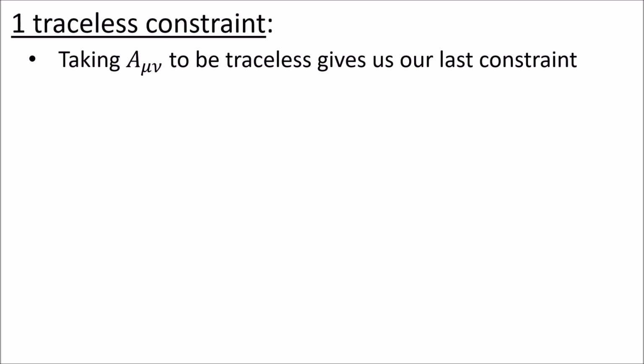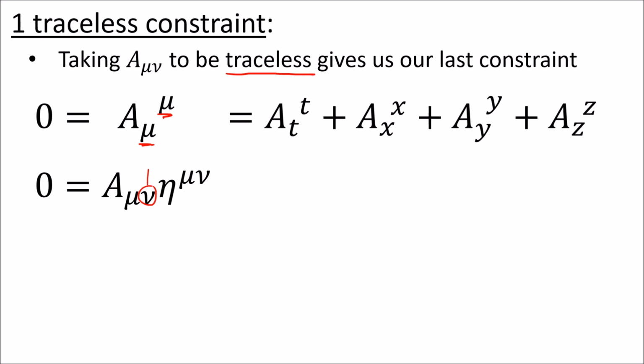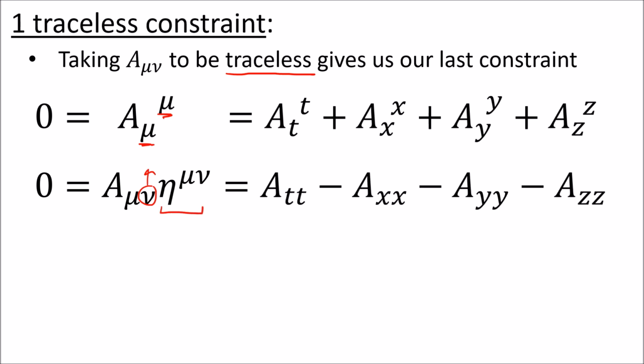The last constraint is the traceless constraint, which means we take the amplitude matrix A to be traceless. Remember, this involves summing an upper index of A with a lower index of A, where one of the indices is raised with the inverse metric.